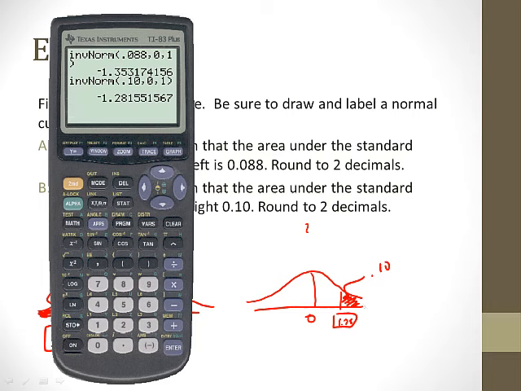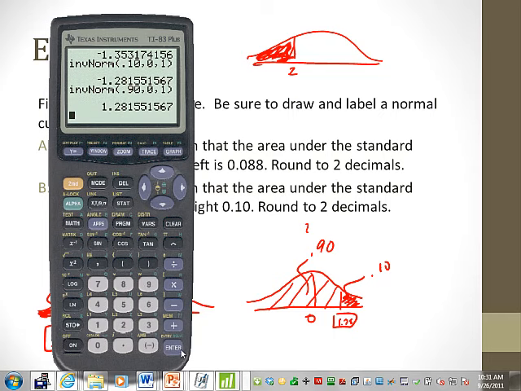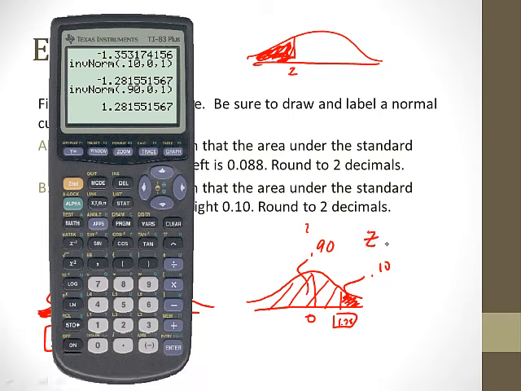Now, why did it give me a negative? Because remember, it gives me the value to the left. It always gives me this value over here, whatever that value happens to be. So what do I need to find? I actually need to put in this area. If this is 0.10, this has got to be 0.90, right? So I can just go second enter and change that from 0.1 to 0.9, and then press enter. 1.28, which is what we have down here. So again, z was 1.28.